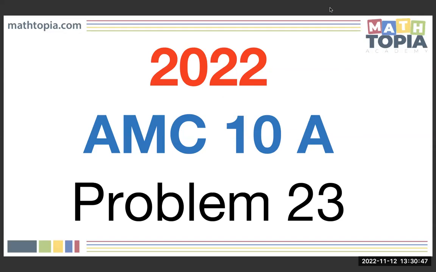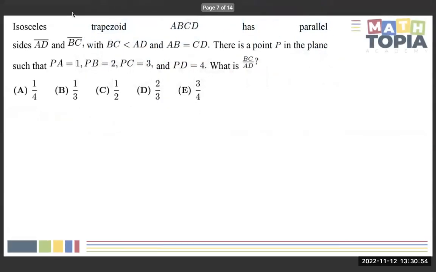This is the 2022 AMC 10A, problem number 23. Isosceles trapezoid ABCD has parallel sides AD and BC, with BC less than AD and AB equal to CD. There is a point P on the plane such that PA equals 1, PB equals 2, PC equals 3, and PD equals 4. What is BC divided by AD?